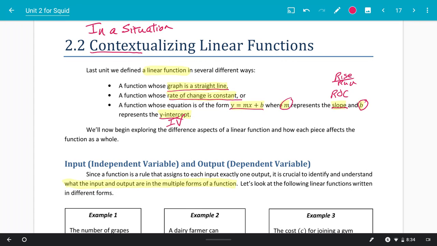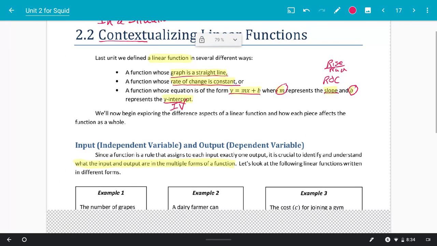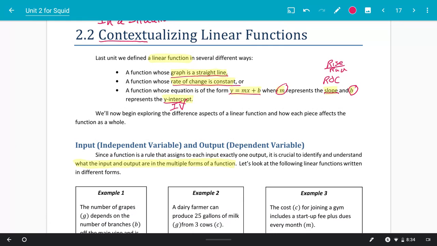Okay. Now, so that's what we're looking for. We're looking for rate of change and initial value. Rate of change, initial value. Might as well get used to that because that's all we're looking for in this entire chapter.